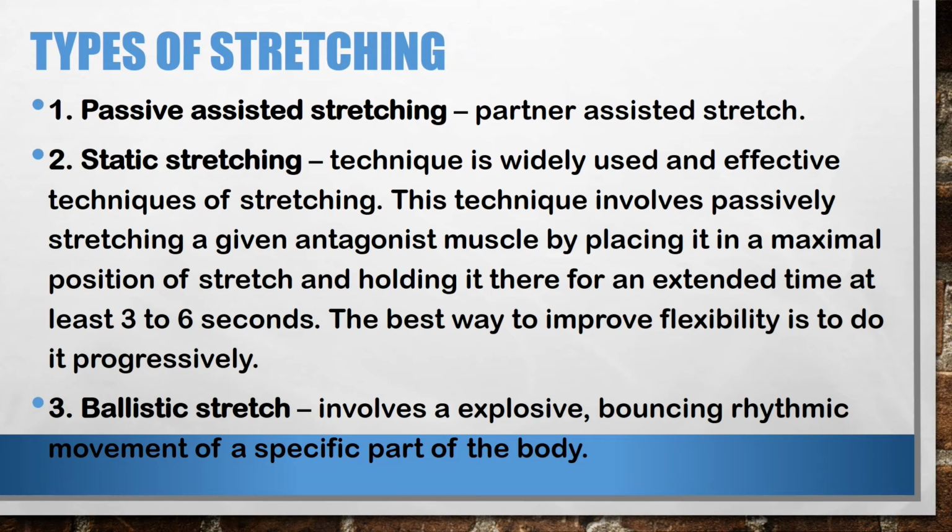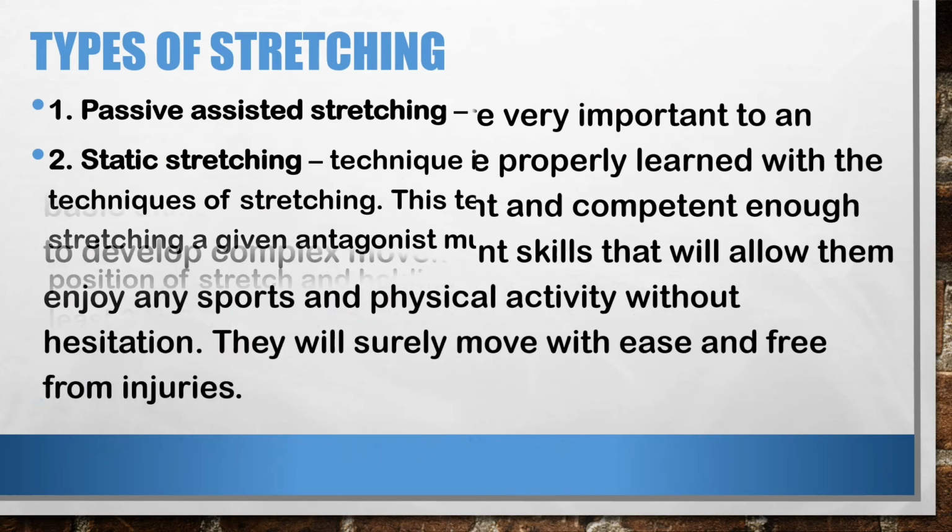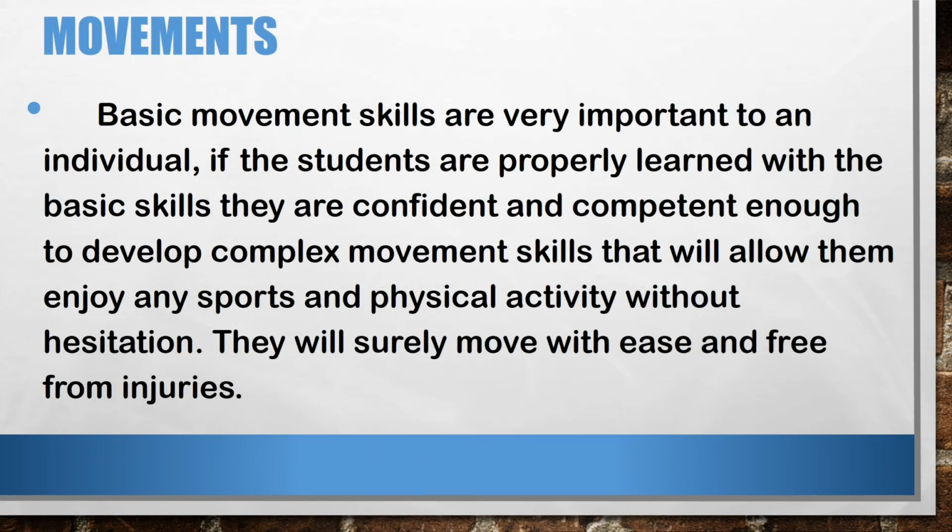Now let's proceed to the types of stretching. First, the passive assisted stretching, partner assisted stretch. Second, the static stretching. This is a widely used and effective technique of stretching. This technique involves passively stretching a given antagonist muscle by placing it in a maximum position of stretch and holding it there for an extended time, at least 3 to 6 seconds. The last is the ballistic stretch. This involves an explosive, bouncing, rhythmic movement of a specific part of the body.